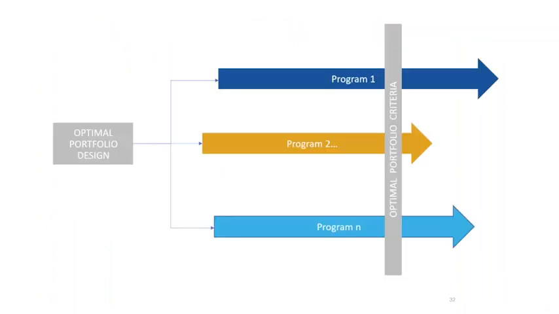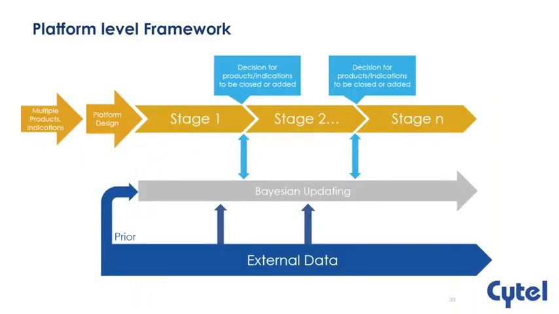This is the concept of optimization at the program level or at the portfolio level. So you're not optimizing at the individual program level, you're optimizing at the portfolio level. Platform trial. Now I have to talk about this. To me, this is the paradigm changer. This is what we will be seeing in the future.